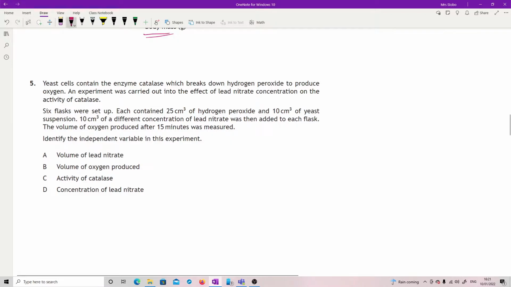Okay, question 5. Yeast cells contain the enzyme catalase, which breaks down hydrogen peroxide to produce oxygen. An experiment was carried out into the effect of lead nitrate concentration on the activity of catalase. Really common setup, this one. Okay, 6 flasks were set up. Each contains 25 centimeters cubed of hydrogen peroxide and 10 centimeters cubed of yeast suspension. 10 centimeters cubed of a different concentration of lead nitrate was then added to each flask. The volume of oxygen produced after 15 minutes was measured. Okay, identify the independent variable in this experiment.